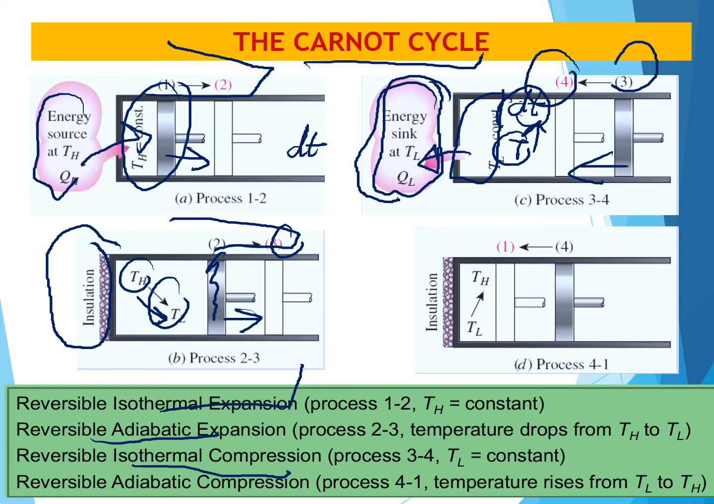Okay, last but not least, in state 4, this heat sink is replaced with insulation so that the process becomes adiabatic, and now the gas is further compressed very slowly and returns to its initial state, which is state 1. The temperature rises from TL to TH during this reversible adiabatic compression process and completes the cycle.